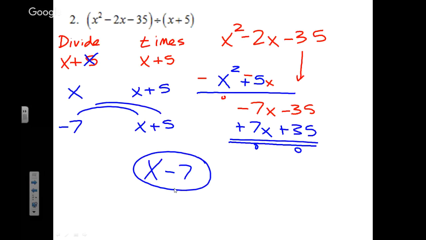We got another one? Okay, someone tell me how to set this up. What do I write? See if you can do the setup on your paper without looking up here.